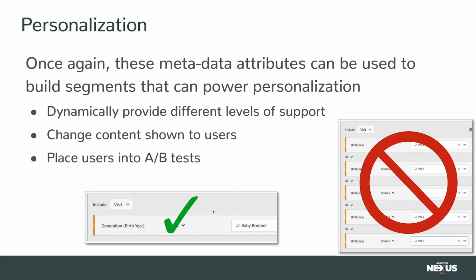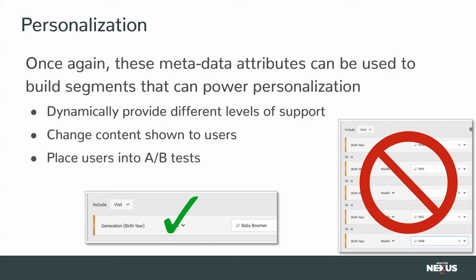And this is a little crazy because we're actually doing metadata on metadata. If you think about it, birth year is a metadata attribute of user ID, and then generation is a metadata attribute off birth year. And that's fine, totally plausible, and can save you time and work.